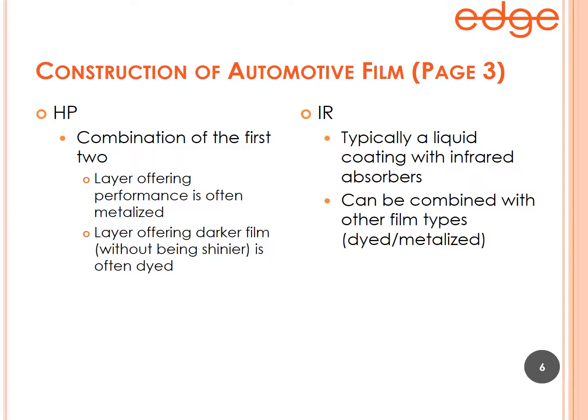The fourth construction consideration is an infrared film, and we're going to categorize infrared films. They're typically a liquid coating. Inside the coating has particles that absorb radiation in the infrared region. They're infrared absorbers. And these liquid coatings can be combined with other film types. So you coat a liquid with infrared absorbers, that's an IR film. Laminate it to a dyed film, it's still an IR film. Laminate it to a metallized film, it's still an IR film because it has in it this capability to absorb infrared.